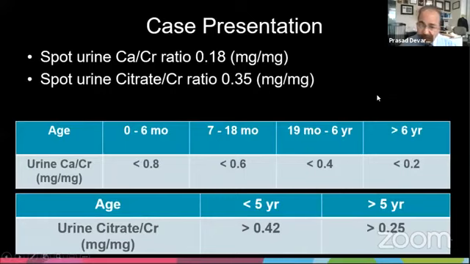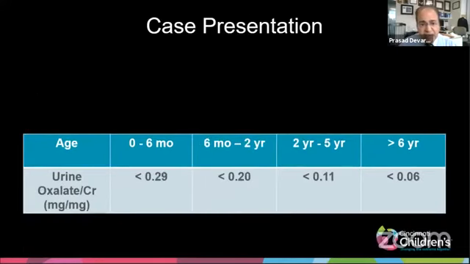His spot urine citrate to creatinine ratio was also very normal. So the two commonest causes of calcium oxalate crystals came back negative in this patient on a spot urine. So then we move to the next step, which is to check the oxalate level in the urine. And what we're showing here is the different oxalate to creatinine ratios.